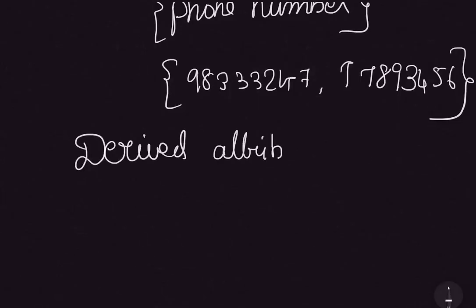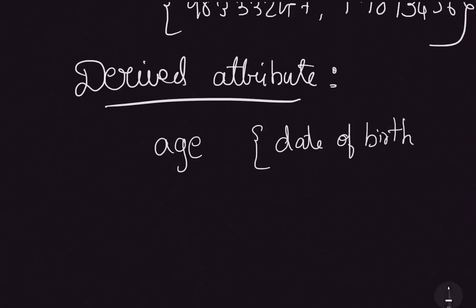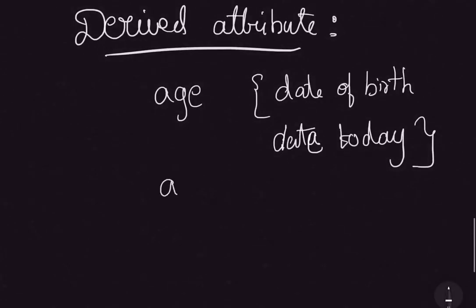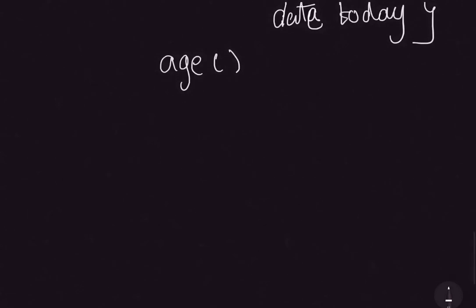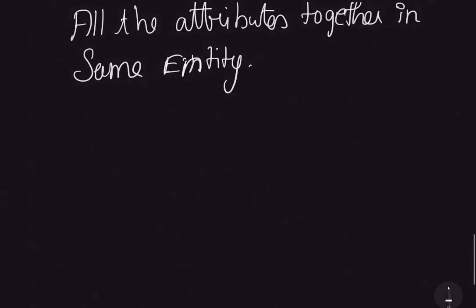Next is derived attribute. Example, age. Since it can be derived from date of birth and today's date. Since it acts like a function that returns age given a date of birth and today, it is represented just like a function. Let's see all these attributes together in the same entity, instructor.